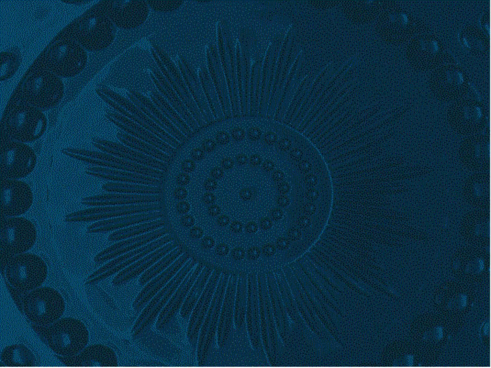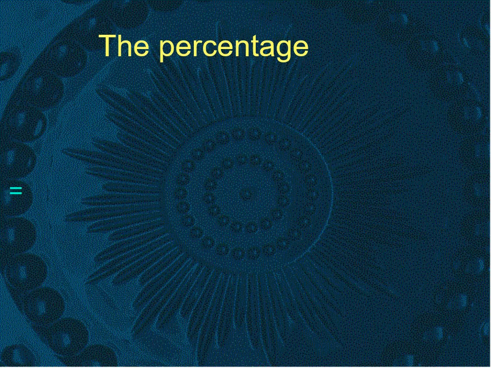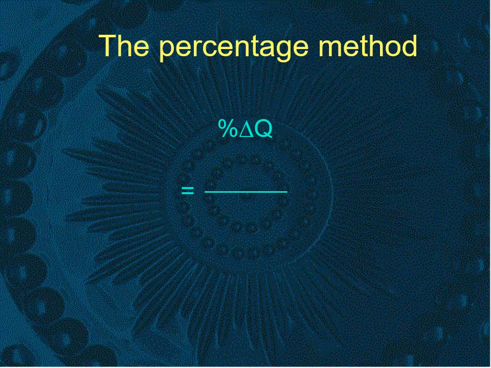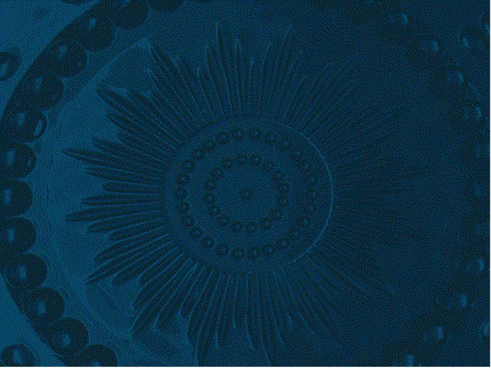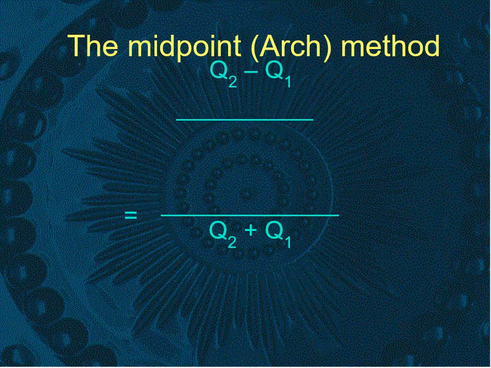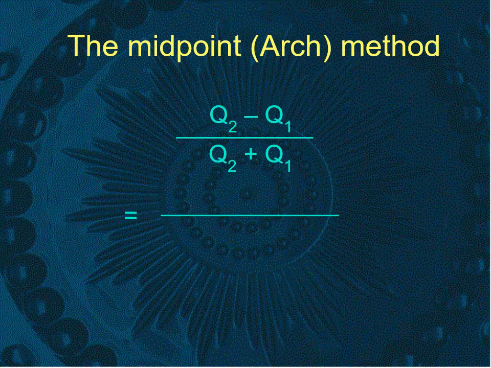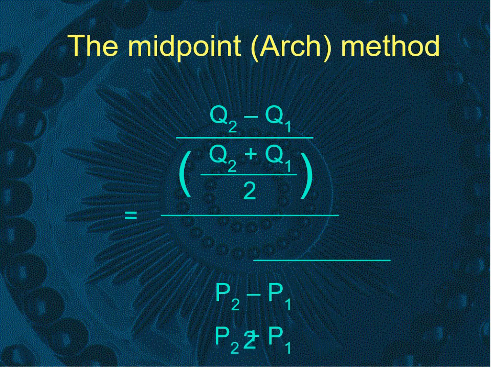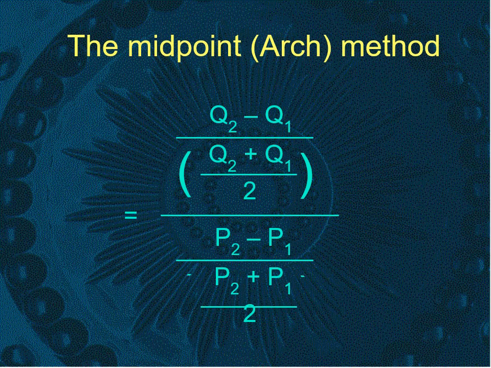In calculating price elasticity using the percentage method, we divide the percentage of change in quantity by the percentage of change in price. The midpoint or arc method utilizes the following equation: quantity 2 minus quantity 1 divided by quantity 2 plus quantity 1 divided by 2. All of that is divided by price 2 minus price 1, and that divided by price 2 plus price 1 divided by 2.